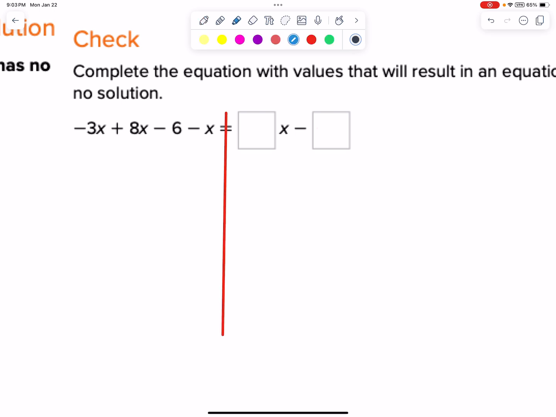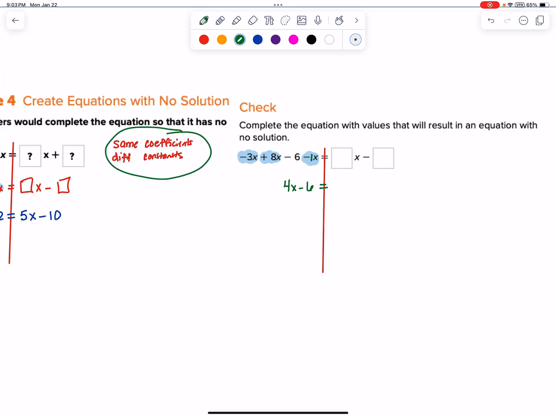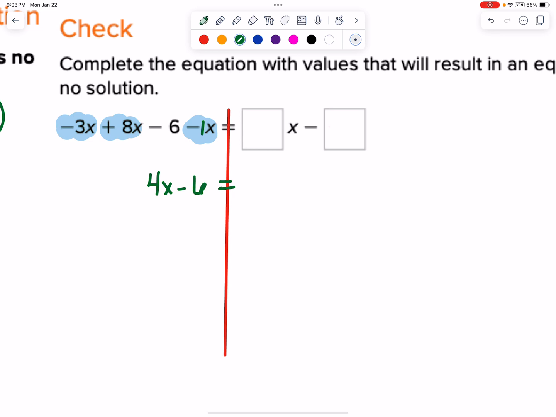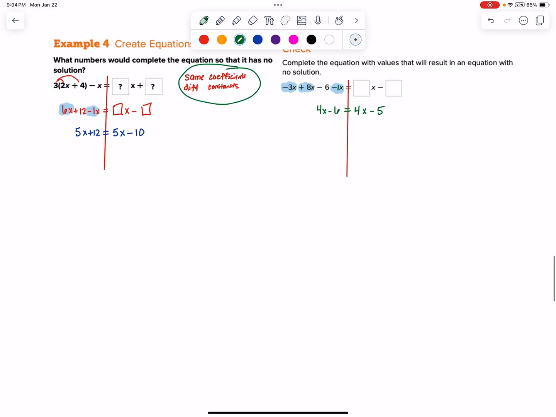Oh, we don't have to distribute. We can just combine like terms. Okay, so here we go. Let's go ahead and do that. So we have, let's see, this is a 1x. So we have an 8x, 7, 6, 5x minus another puts us at 4x minus 6. Okay, what do we need to have? Same coefficients, different constants. So we need to have the same coefficients, and I'll do minus 5 instead. And then when it gets rid of the 4x, I'm left with a number equaling a different number. Okay, so there you go.